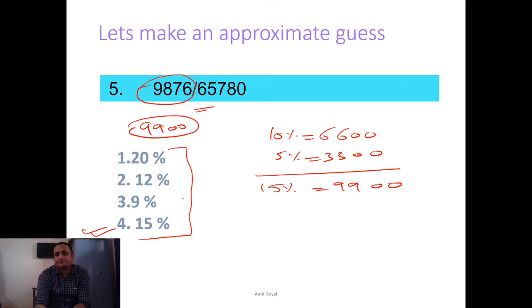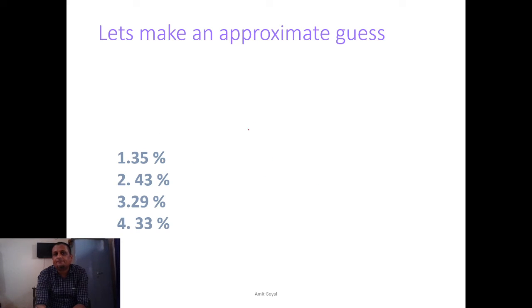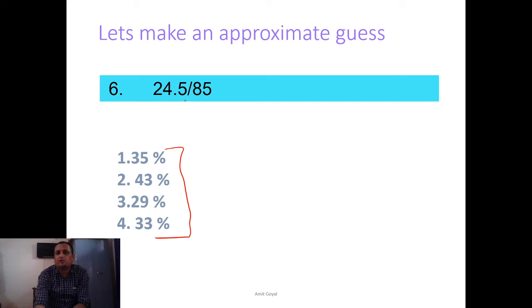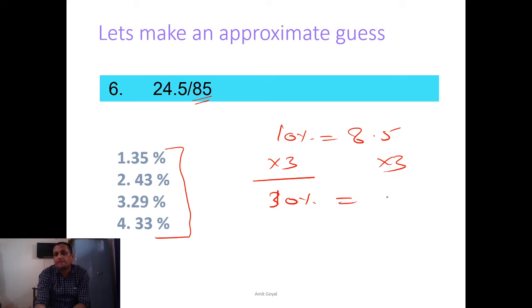Am I right? Let's take another example. Now these are my options. Options are very near to 30%. Okay. Now this is my question. So I will calculate the 30% of the denominator because the options are very near to 30%. What is 10% of the denominator? Isn't it 8.5? What should be 30% of the denominator? So if you multiply it by 3 on both sides, 30% of the denominator must be 24 plus 1.5, 25.5. Now you can visualize 24.5 is slightly less than that.